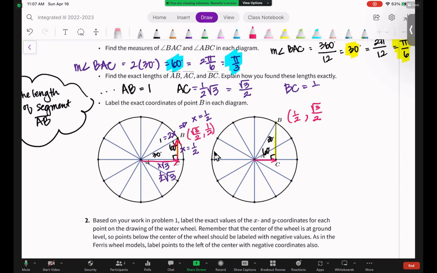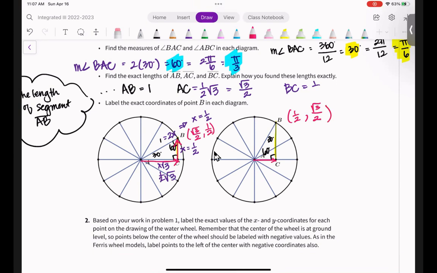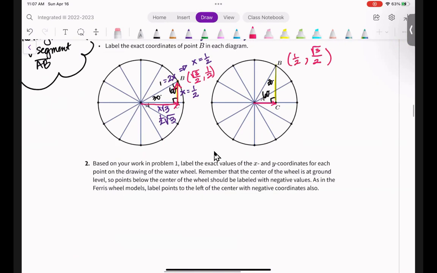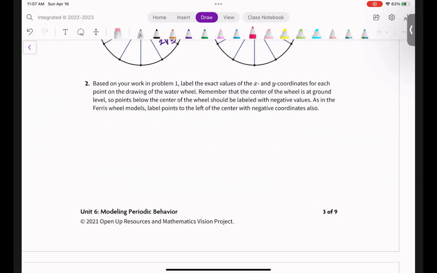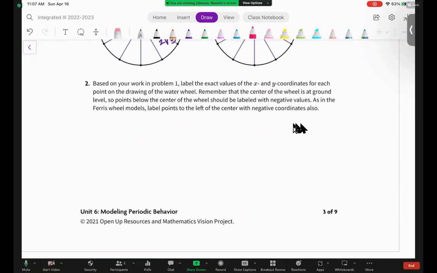All right. So hopefully this is making some sense because all we're doing is putting everything that we've learned together. So next it says, based on your working problem 1, label the exact values of the x and y coordinates for each point on the drawing of the water wheel. Remember, the center of the wheel is at ground level, so the points below the wheel should be labeled with negative values, as in the Ferris wheel's model. Label the points to the left of the center with negative coordinates as well.